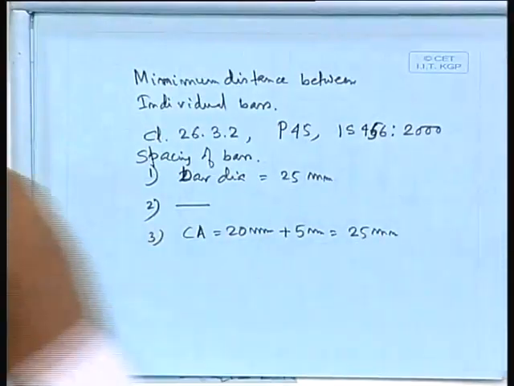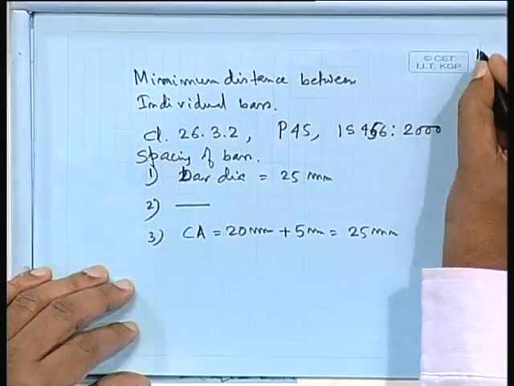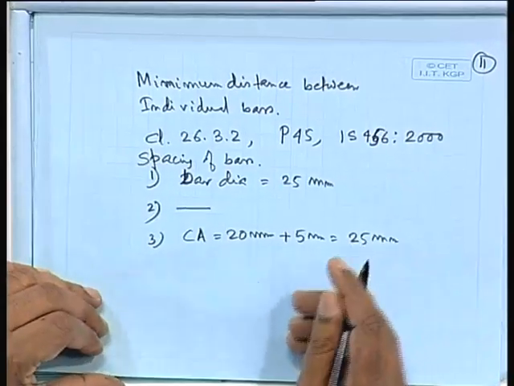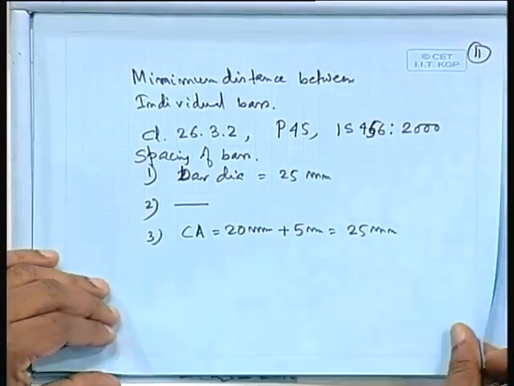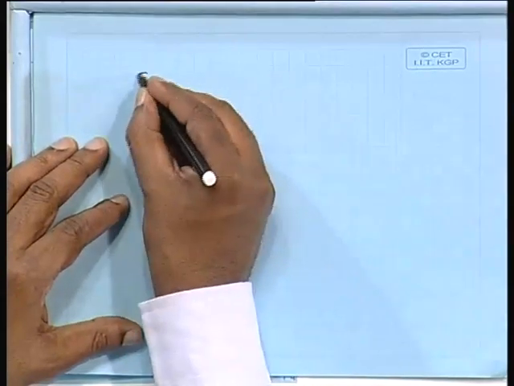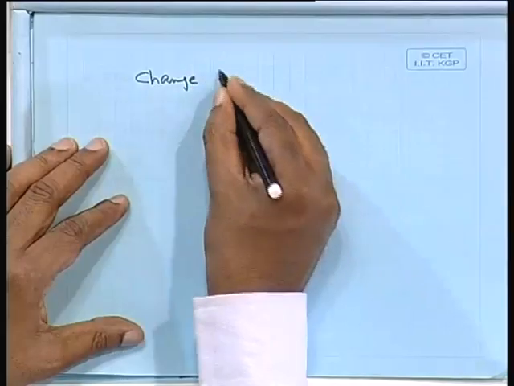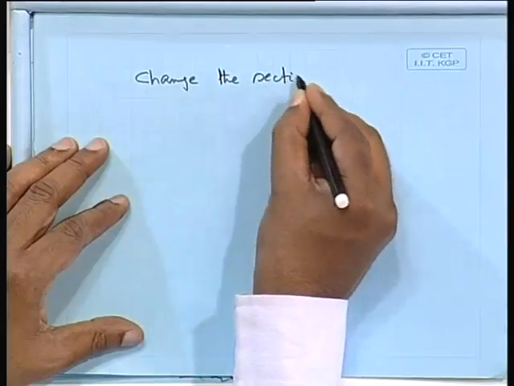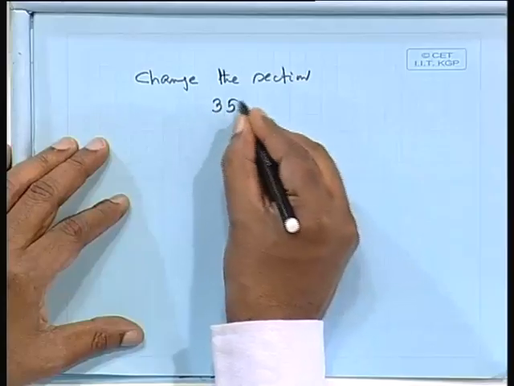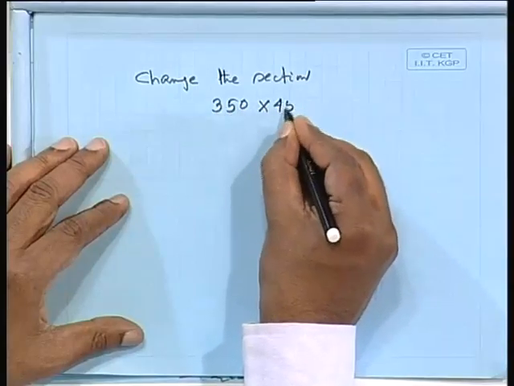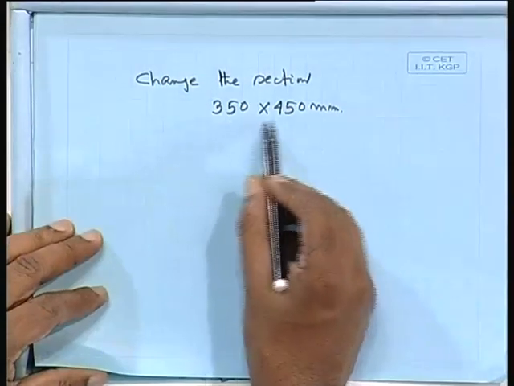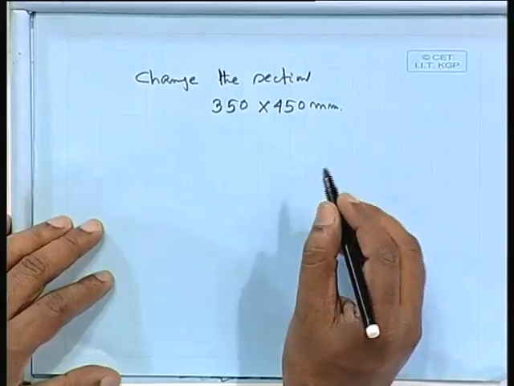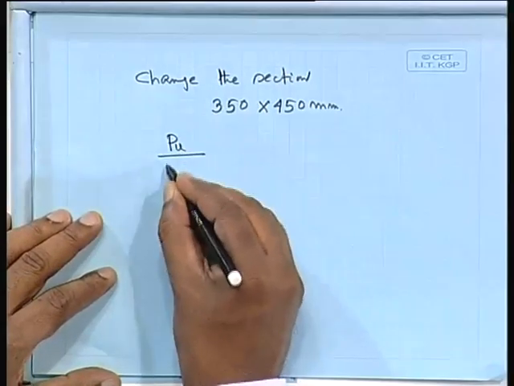So, we are getting 25 millimeters. So, what we shall do then? Then we shall change the section. So, let us change the section. So, let us take 350 by say 450. So, we are taking the section 350 millimeter by 450 millimeter, that section we are taking. So, what will be then Pu by fck b d?